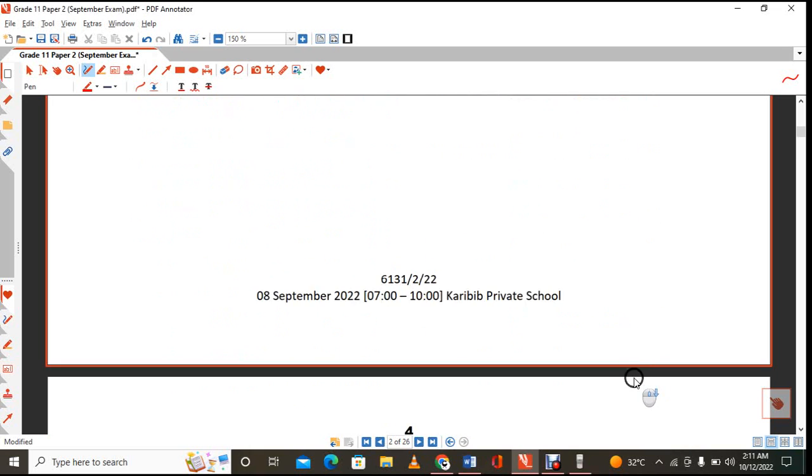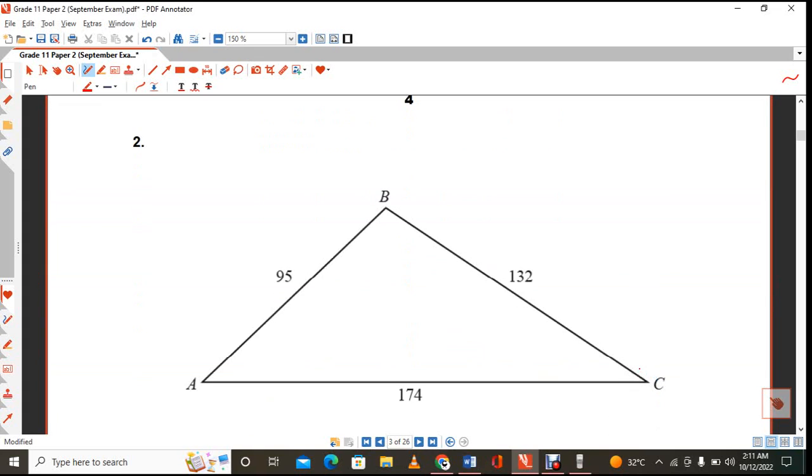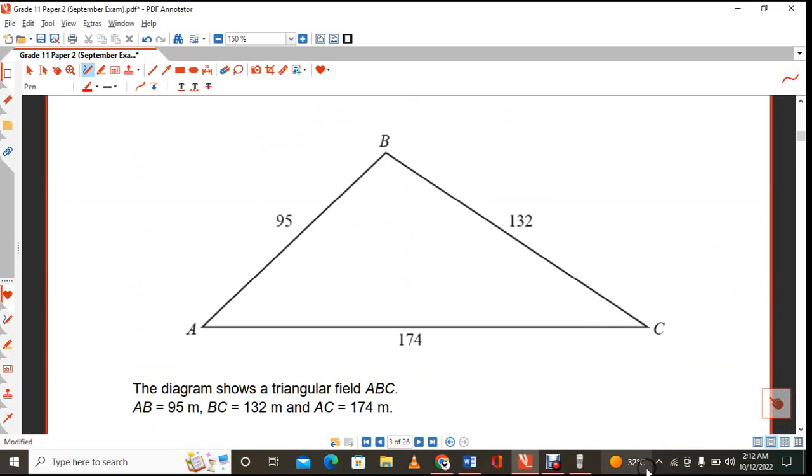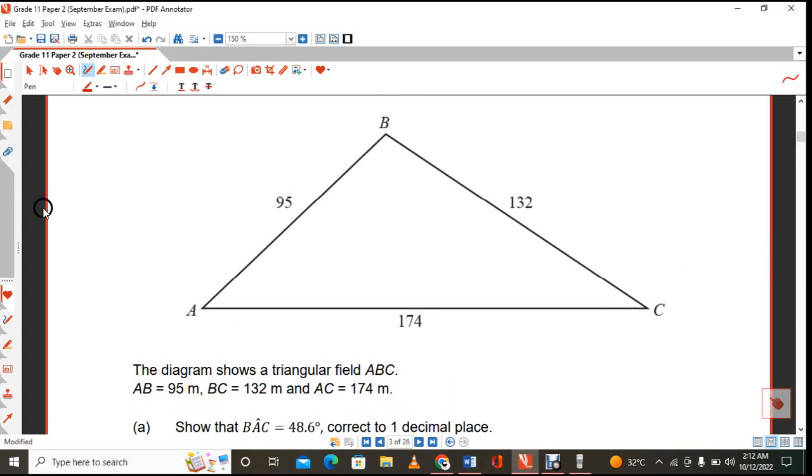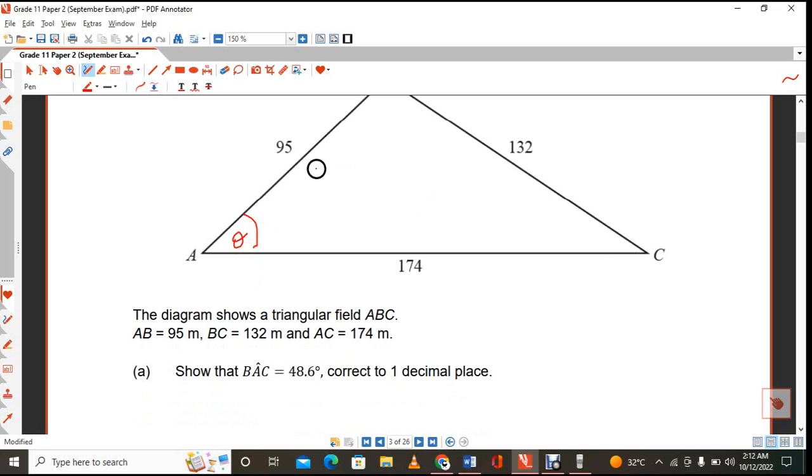Okay, let's get to the second question. You have a triangle here with all the measurements given. Remember, this triangle is not drawn to scale. It says the diagram shows a triangular field ABC. AB is 95 meters, BC is 132 meters, and AC is 174 meters. Now, you're supposed to show that angle BAC, which is this particular angle here, I'm just going to call it theta for now, is approximately equal to 48.6 degrees, given correct to 1 decimal place.